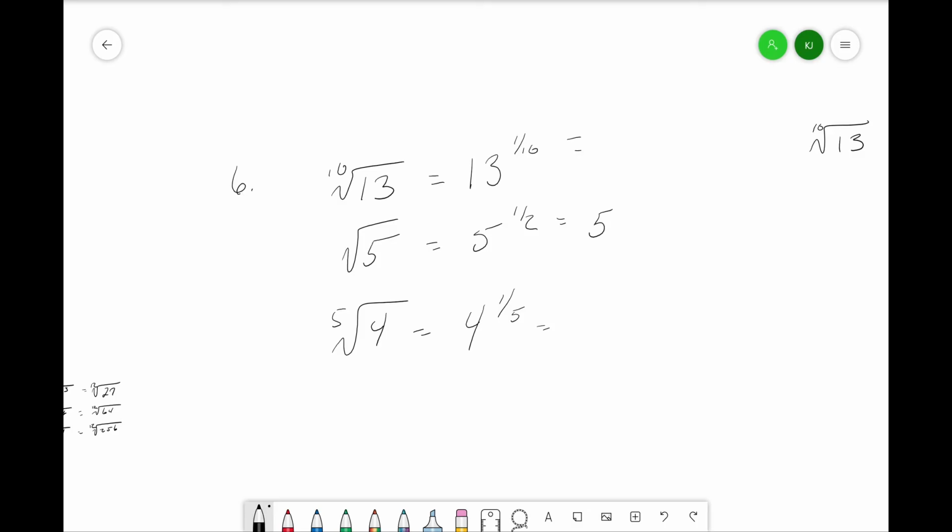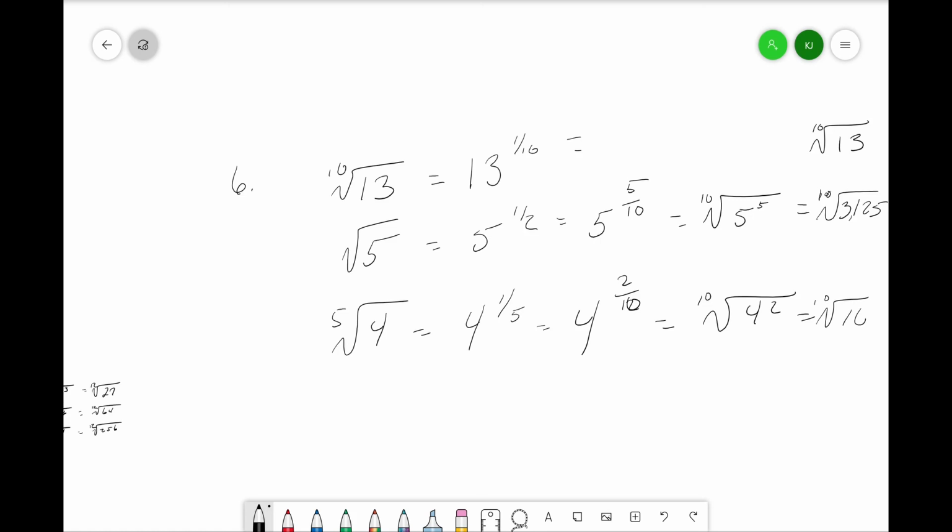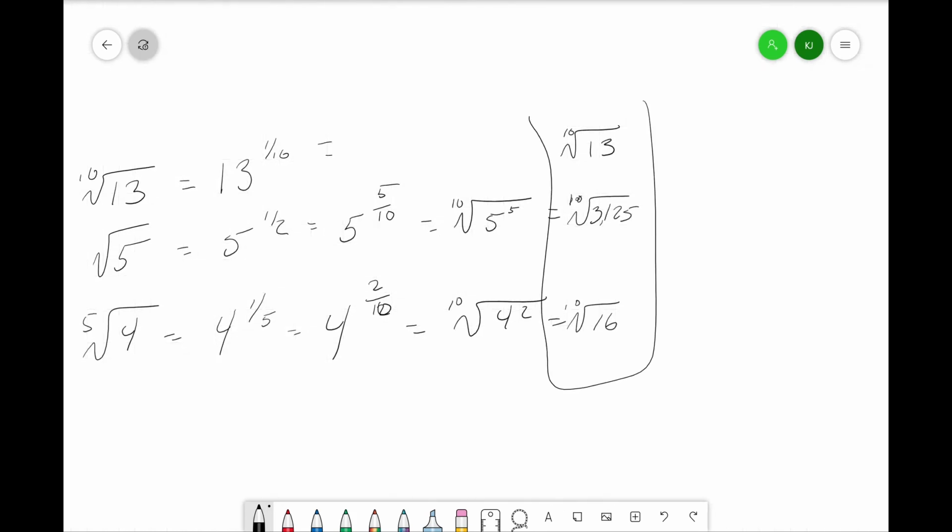It's going to stay as the 10th root of 13. 5 is going to become 5 to the power of 5 over 10, and 4 is going to become 4 to the power of 2 over 10. And then we change those back into their radical forms. And then we take the 5th power and square it, and it becomes the 10th root of 3,125, the 10th root of 16, and then again, the 10th root of 13. And there's your answers.